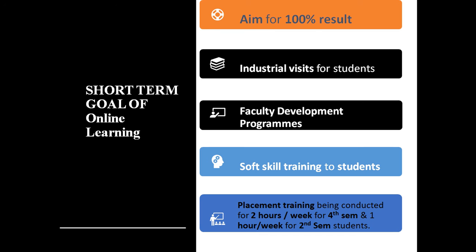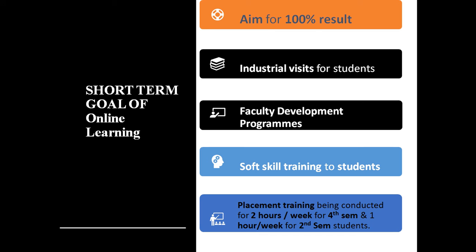Then soft skill training for students. When you're going for a placement, all the colleges will give soft skill training, placement training and aptitude training. Soft skill training for students is important. Previously, soft skill training was planned between semesters, in the vacation time, and all the students would get it. But now the soft skill training, placement training and aptitude training have to be given online.